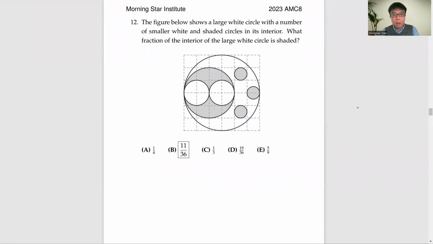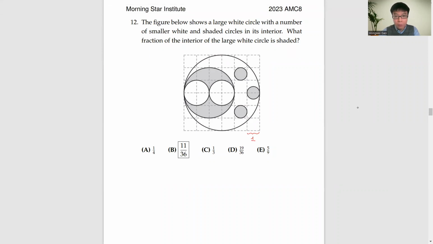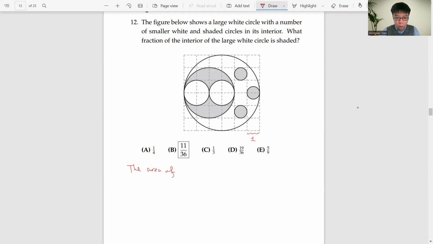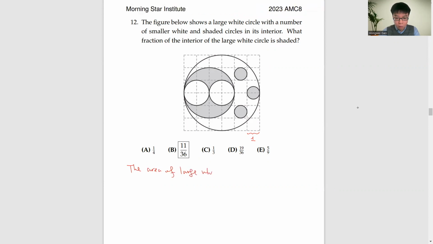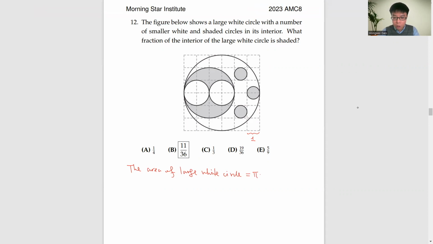Question 12. The figure below shows a large white circle with a number of smaller white and shaded circles. What fraction of the large white circle is shaded? Now let me just assume for each small square, the side length is 1. And we have that the area of a large circle is pi times the radius squared. Here you see that the radius is 3. So pi times 3 squared, which is 9 pi.